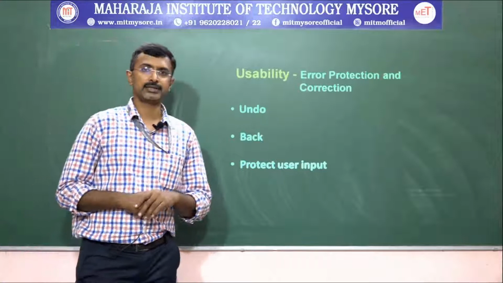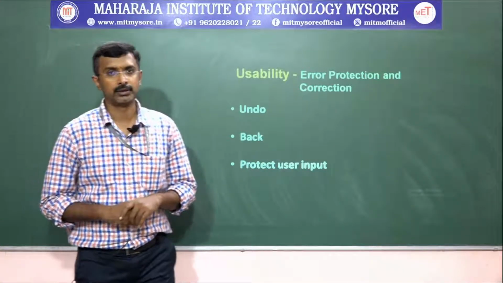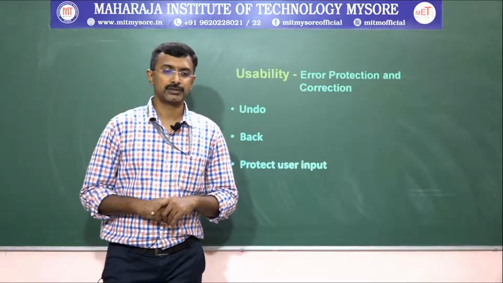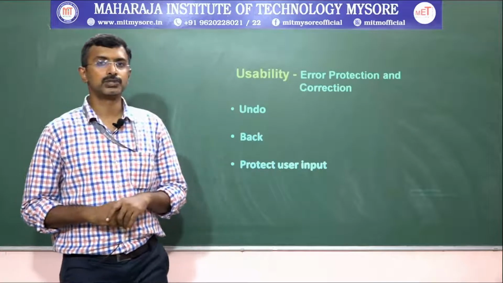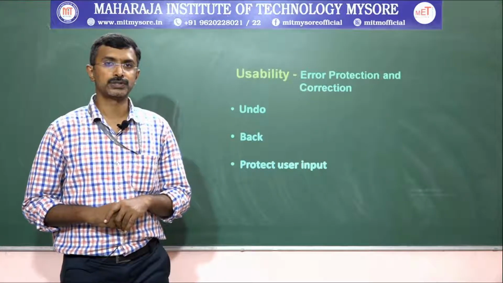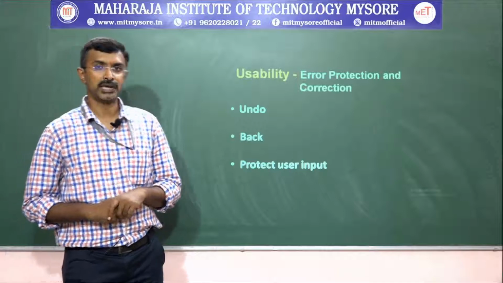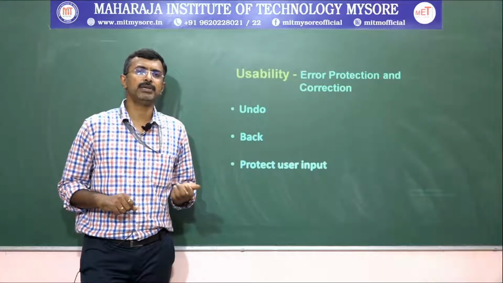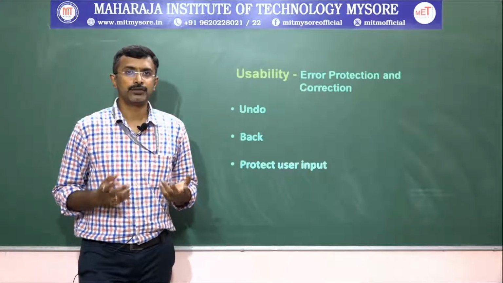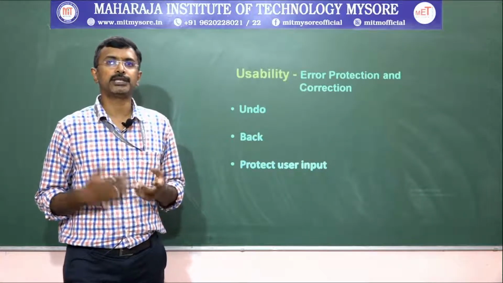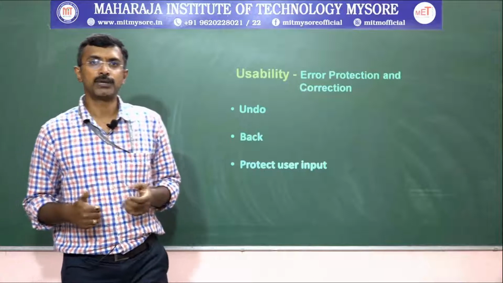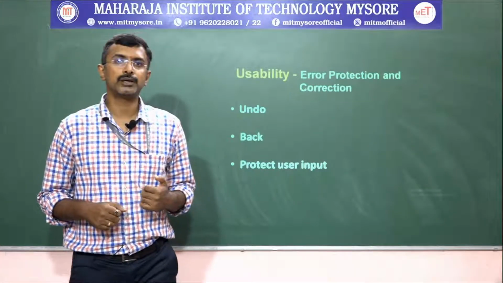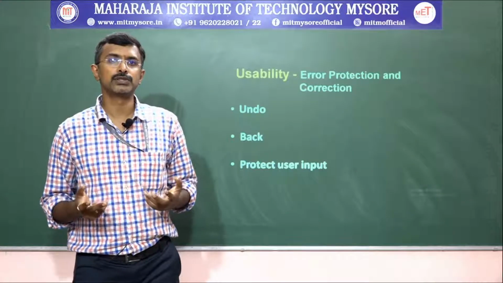The other aspect is that no one is perfect. Everyone makes mistakes. There is a huge problem with user input protection and correction. For example, when you are traveling, typing with one hand, and you make a mistake, you want to correct it. If you do not correct it, the complete thing will go wrong. Say when you are transferring money, you entered 1000 and by mistake it has two more zeros.